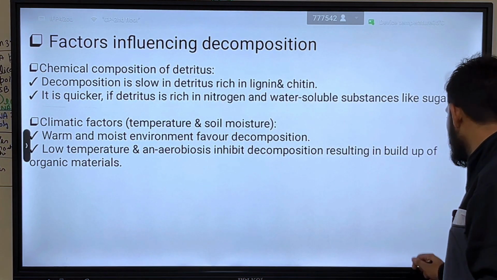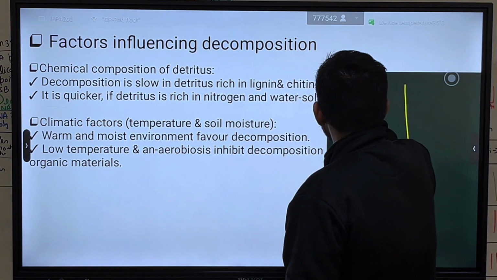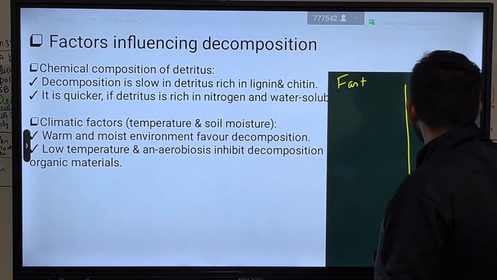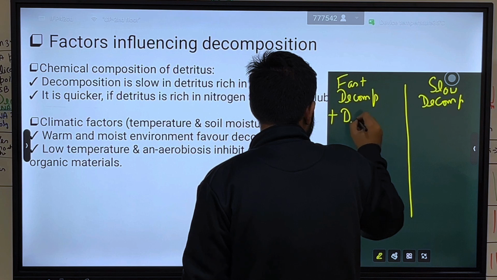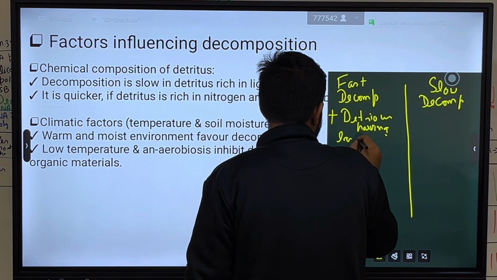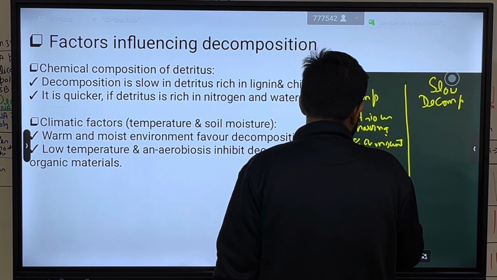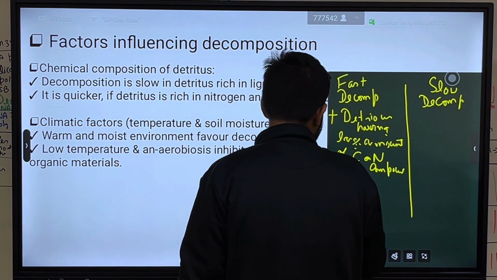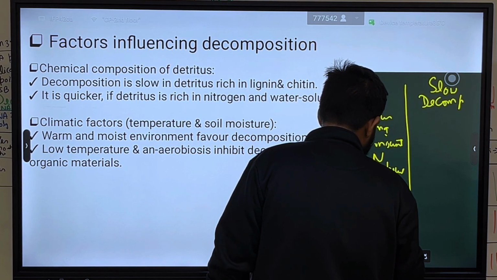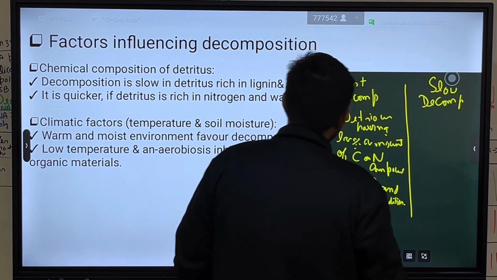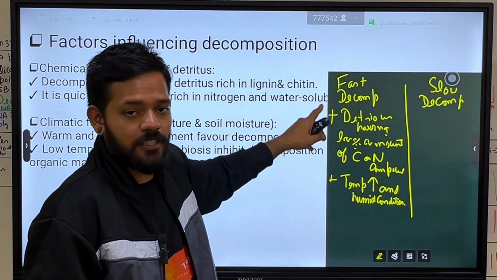Okay, so here I am writing this, you can see it easily. Fast decomposition, slow decomposition. In fast decomposition, first, the detritus has a large amount of carbon or nitrogen compounds. Second, the temperature should be high and the condition humid. Then your decomposition process becomes faster.